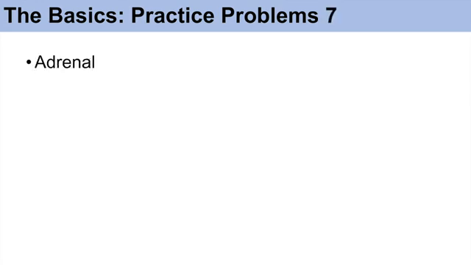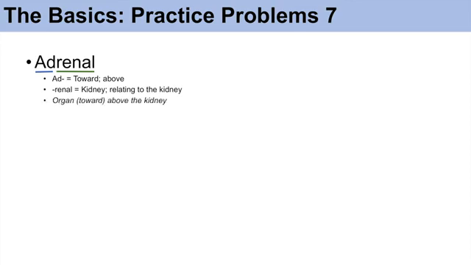The next one is adrenal. So you might be thinking, okay, I've heard of the adrenal gland. Okay, but what does adrenal actually mean? Well, if we break it down, ad, so we've learned that ad usually means toward or above. And renal, we've learned that renal means the kidney or relating to the kidney. And in fact, the adrenal gland is just an organ that is toward or above the kidney. So that's why the adrenal glands are called adrenal glands, because they are toward or above the kidney.